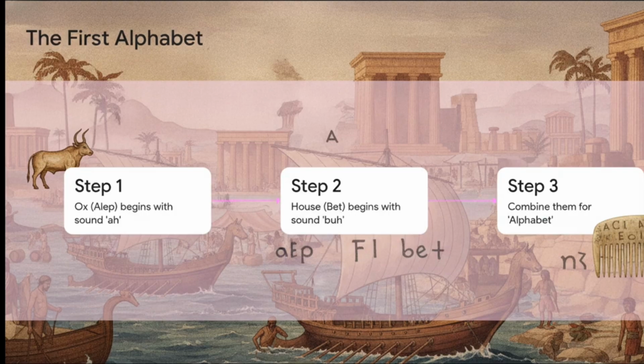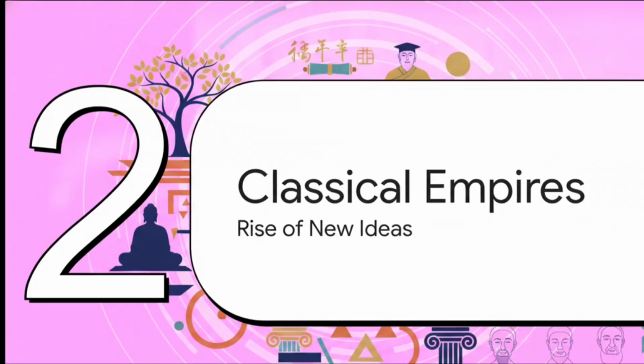Step 1. Their word for ox was elup, which started with the ah sound. Step 2. Their word for house was bet, starting with ba. You put them together, and you get the alphabet. Incredibly, we even have proof of this brilliant ancient invention preserved on an everyday item, of all things an ancient lice comb.